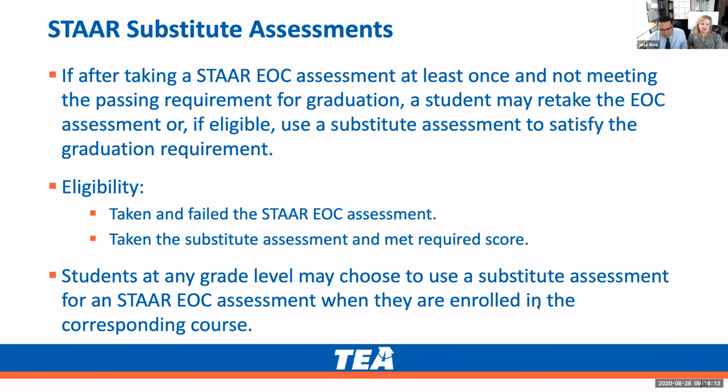So even if I earned a score as a middle school student, but I'm in Algebra 1 in high school in grade 9, I still have to sit for the test. But if for some reason I don't pass that test, I could possibly go back and use my PSAT score to substitute for Algebra 1.